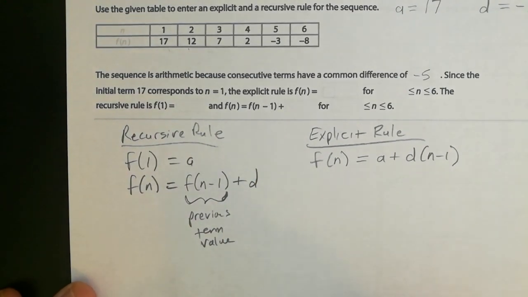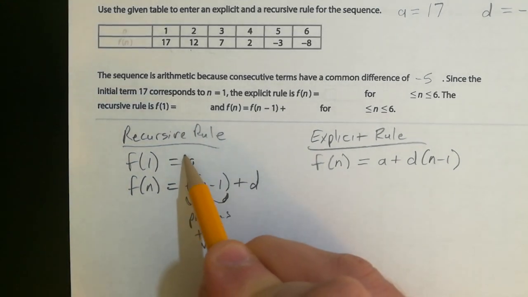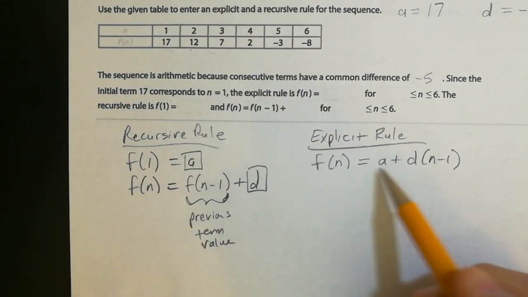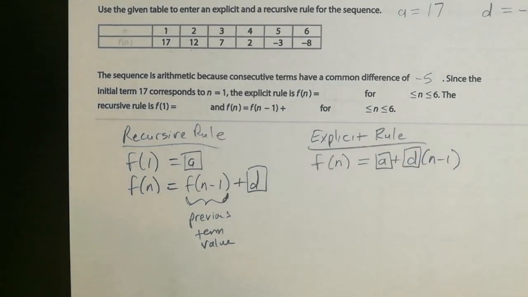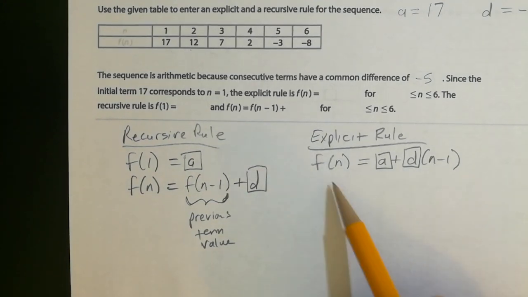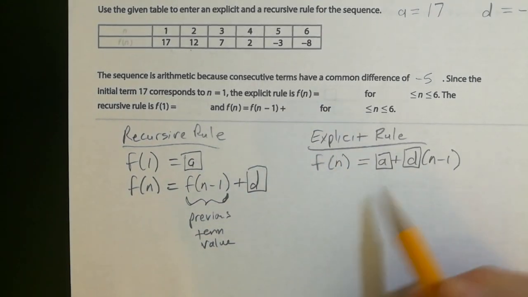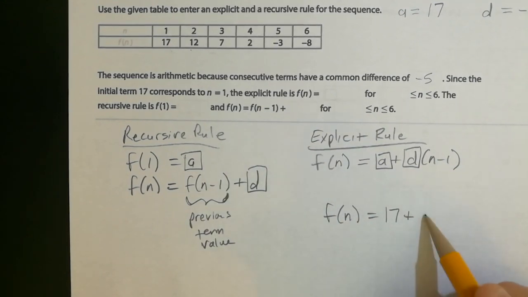All right, so let's write the explicit rule here. Basically all we're plugging in is our a and d. We don't mess with the n, right? We want to have a relationship here between the input and output. So we have to leave our input variable and then our output variable, f of n. So f of n equals, a is 17 and d is negative 5.